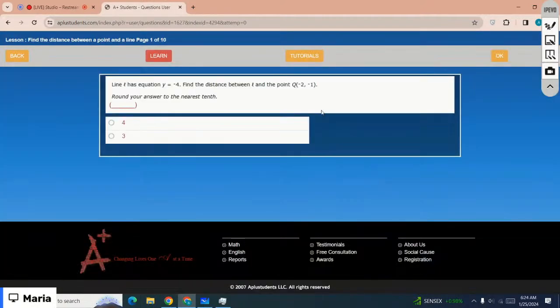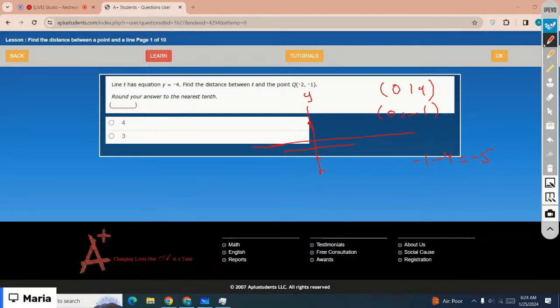Let's start with the test questions. Okay, the line L has an equation y equals negative 4. Find the distance between the line L and the point Q, negative 2, negative 1. Let's make a graph first. Y equals negative 4. Here is negative 4, so you have a line here. That is y equals negative 4.